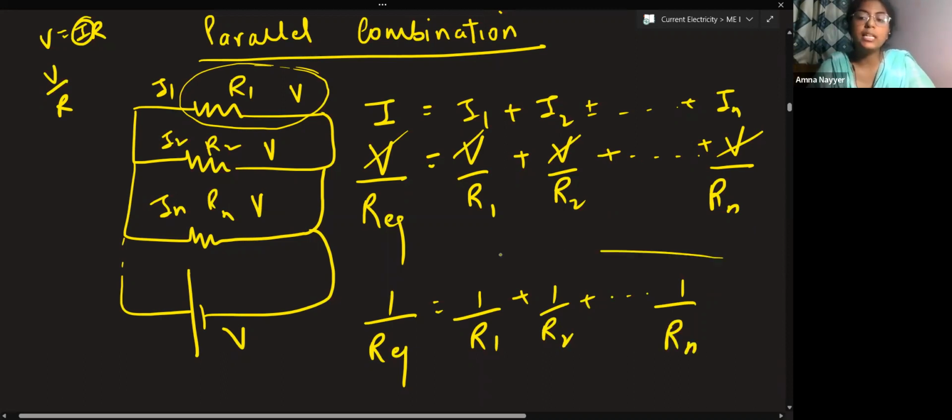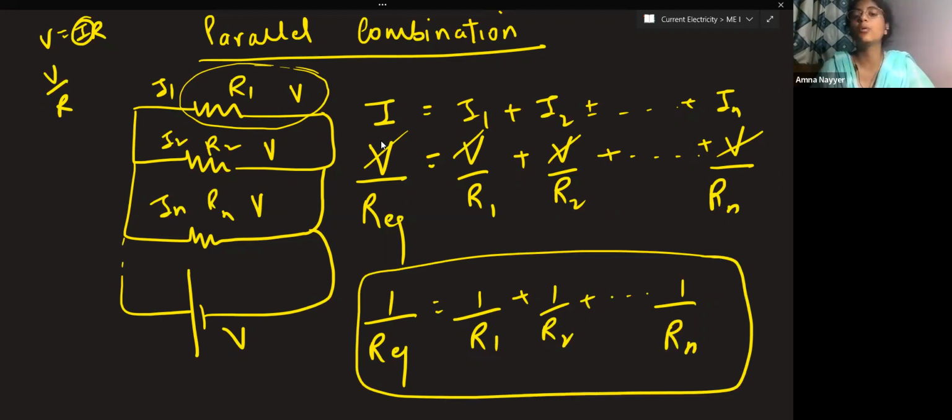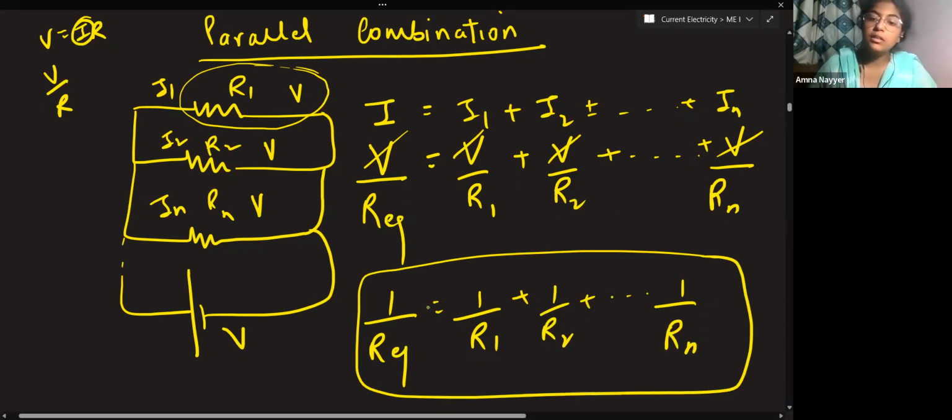So in case of parallel combination, what's the formula? All the resistors get reciprocally added. And do remember to reciprocate it because you are taking the reciprocal addition. In series combination, you had to add it all together, 1 plus 2, 1 plus 2 plus 3 plus 4 like this. Here you have to take 1 by 1 plus 1 by 2 plus 1 by 3 and in this manner.